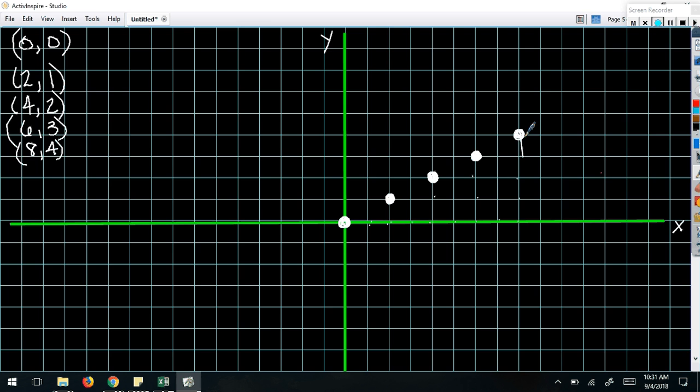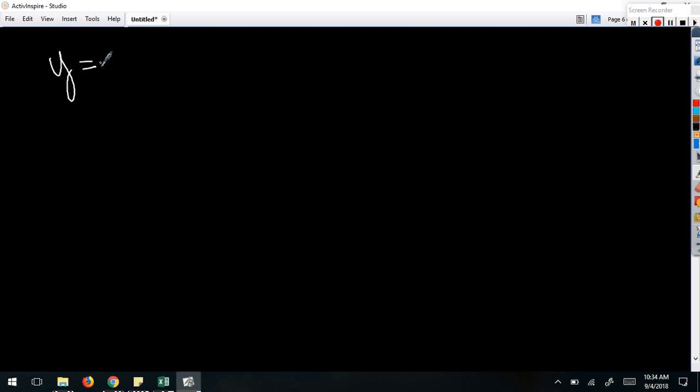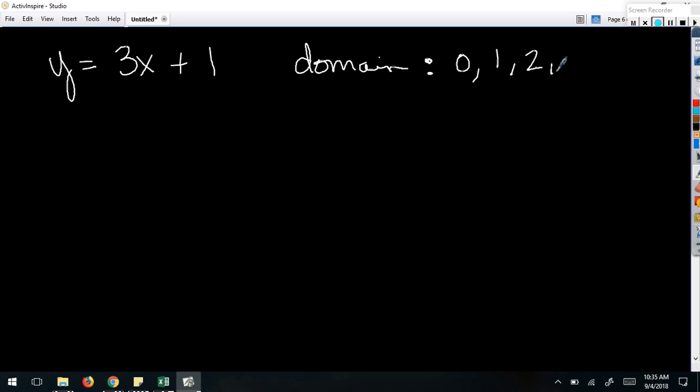All right, math guys, let's focus back. Let's say I gave you y equals 3x plus 1. I'm going to make it a little bit harder. I want you to graph for the domain values of 0, 1, 2, and 3. What's the rule? The rule is y equals 3x plus 1. So you try this one, and then let's talk about it together.